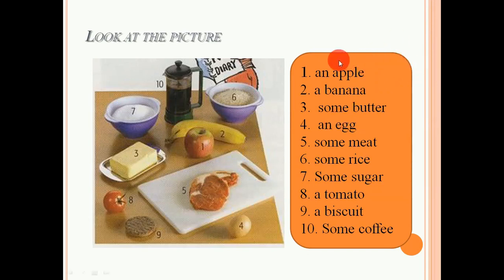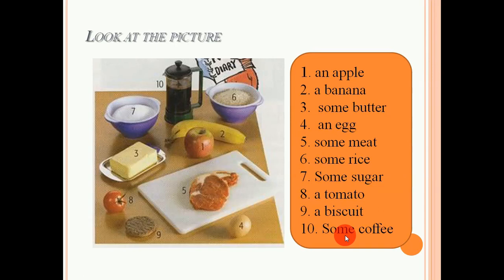An apple, it is countable and it is singular. countable وفي صيغة المفرد. banana كيف a banana. Some butter is uncountable. An egg countable singular. Some meat uncountable. Some rice uncountable. Some sugar uncountable. A tomato countable in the singular form. A biscuit countable in the singular form. Some coffee uncountable. Let's classify them in a table.